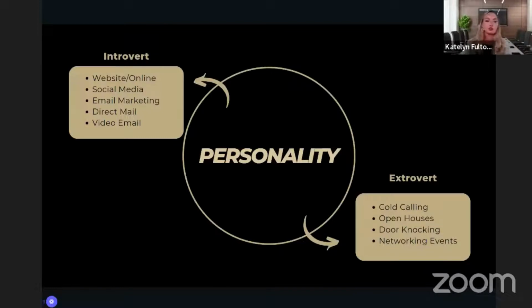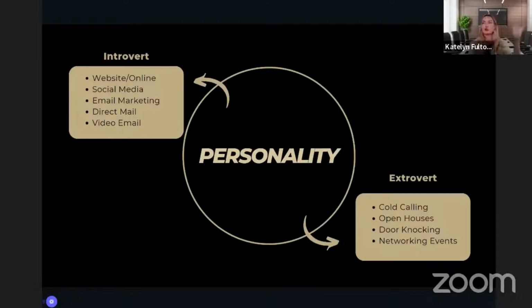But if you're an introvert and you like to be alone, online marketing may be where you're at, or you may be very good behind a screen. Not saying that you're not doing anything behind the screen, but you may be very good at doing the online leads, social media, being behind a camera, not necessarily in front of human beings, email marketing, direct mail, video email, DMing people.